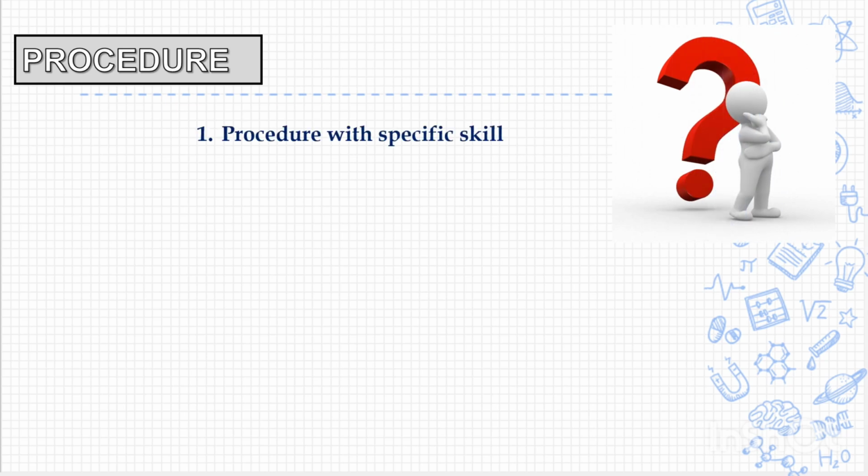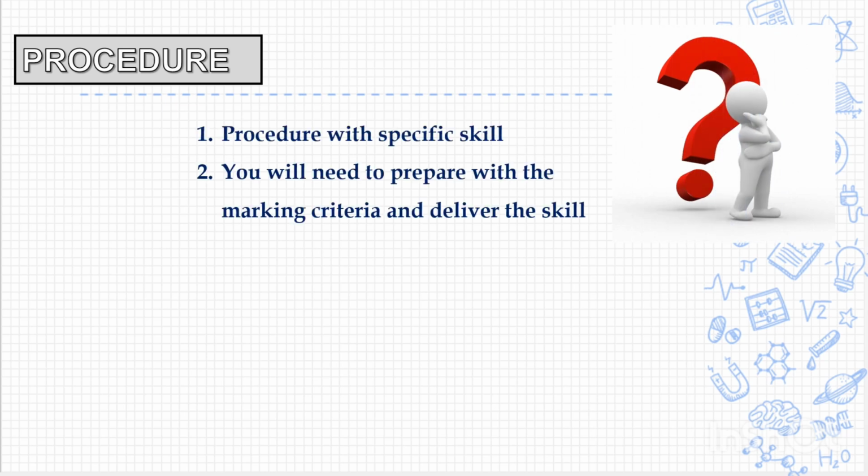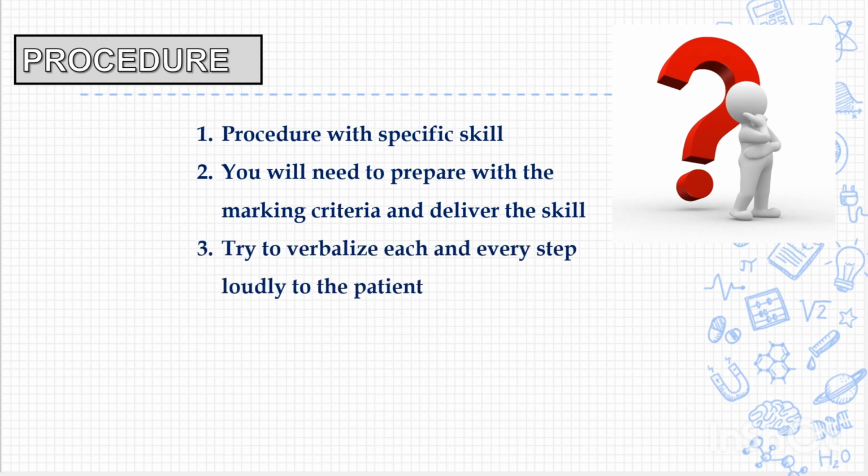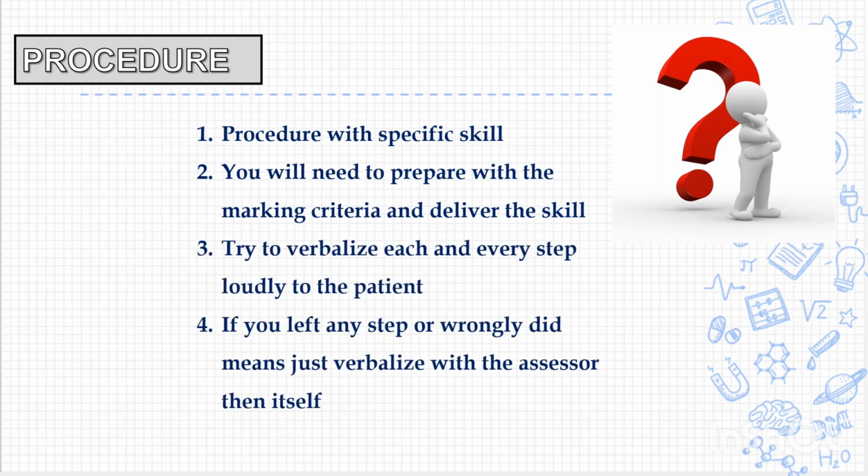So the next is procedure. What should you do? Procedure with specific skill. You will need to prepare with marking criteria and deliver the skill. Try to verbalize each and every step loudly to the patient. If you left any steps or wrongly did, just verbalize with the assessor then and there. So these are the 4 things you have to remember during the procedure. So for each procedure, the steps vary and it would be uploaded in the next videos.